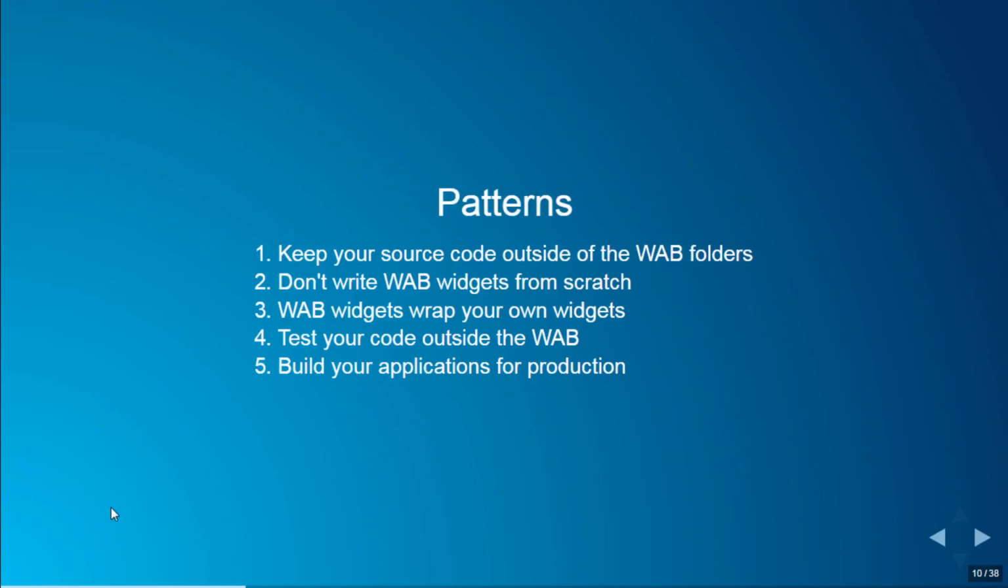There are 5 patterns that we found that have improved our development efficiency and enjoyment in professional services. The first one is keep your source code outside of Web App Builder folders, especially if you're working on a team. This one is super valuable. Basically, we want to treat the Web App Builder files as almost like a library that we don't really touch, and we keep our custom code in our source code management, and it's kind of separated. We'll get more into that later.